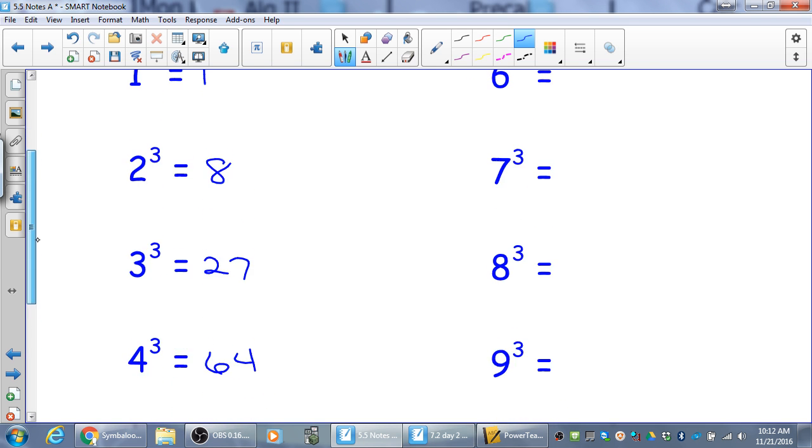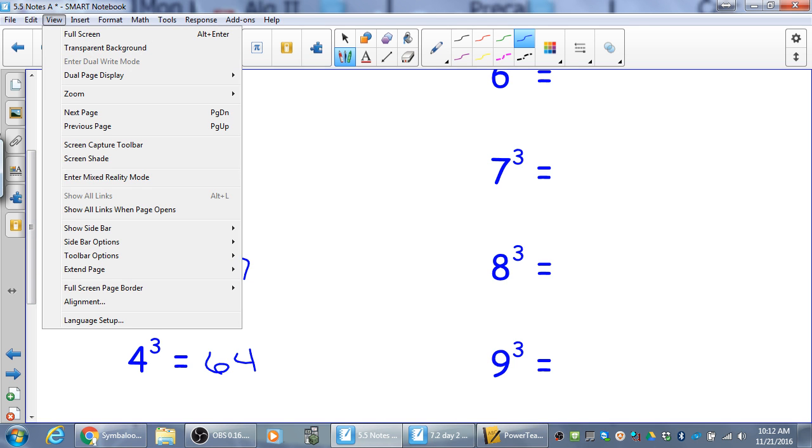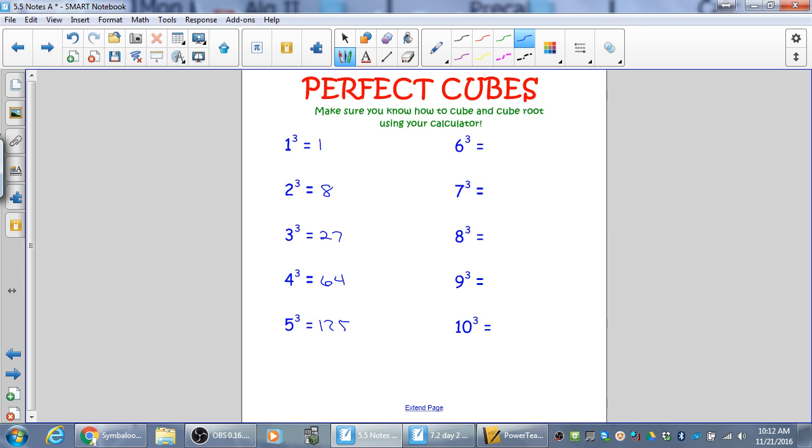I should probably go full screen on this. Let me do that. View, zoom, entire page.